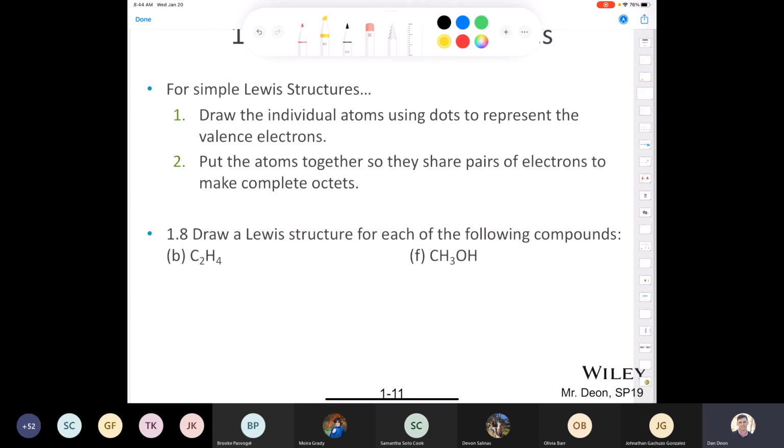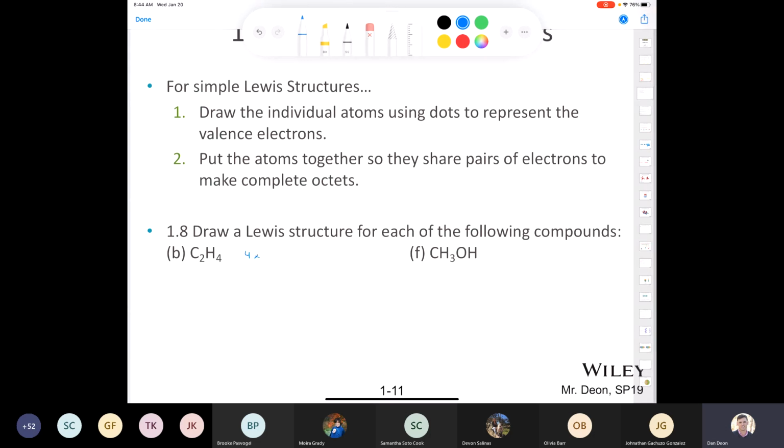First, we're going to start by tallying up the total number of valence electrons. Carbon, who can tell me how many valence electrons carbon has? Not a trick question. Mr. Deon does not like the trick question. 4, exactly. Carbon is in group 4A. It has 4 valence electrons. So that means we've got 4 times 2 for the carbons, and then hydrogen has 1 valence electron times 4. So that gives me a total of 12 electrons for C2H4.